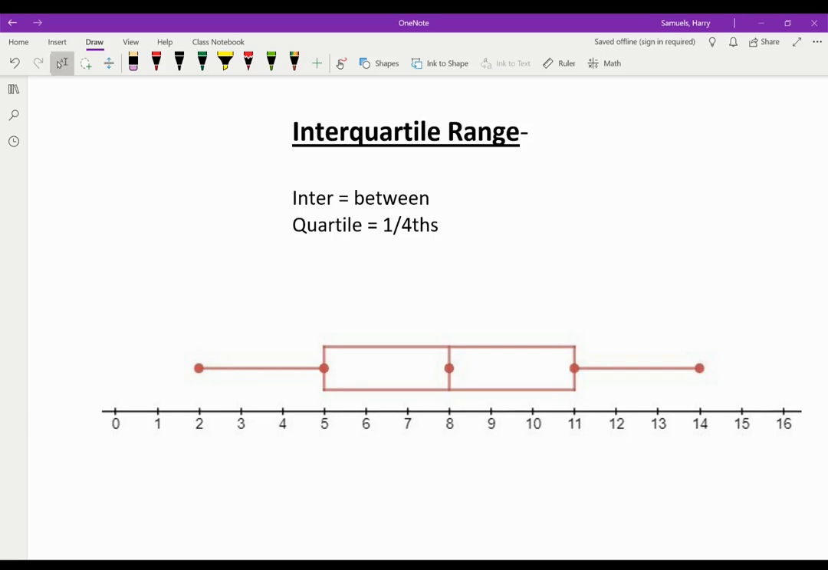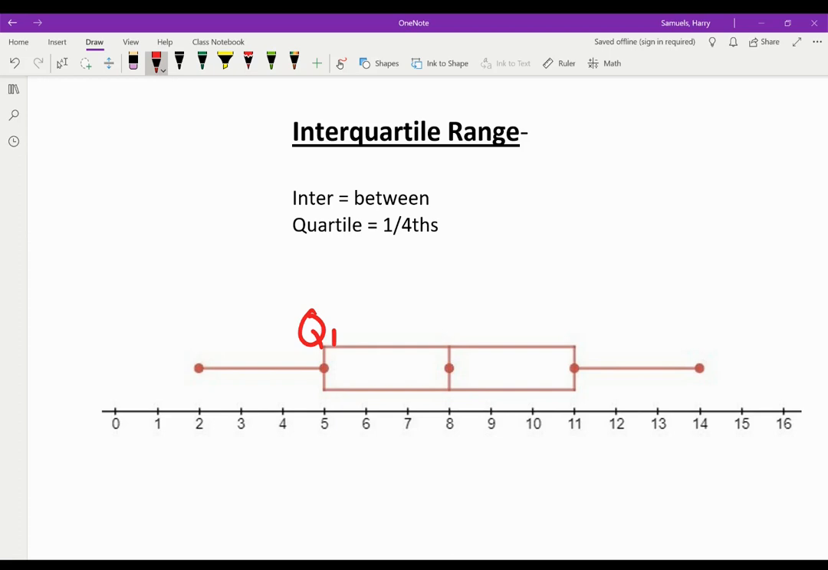Next, we'll talk about the interquartile range. Let's break down this term, interquartile range. The prefix inter means between, and the word quartile means fourths, or divided into 4 equal pieces. This tells us that the term interquartile range is the range between those 4 equal pieces. Interquartile range is very much like range, but instead of subtracting the smallest number from the largest number, we will subtract the smallest quartile from the largest quartile. Since our quartiles are named quartile 1, quartile 2, and quartile 3, we will subtract quartile 1 from quartile 3.